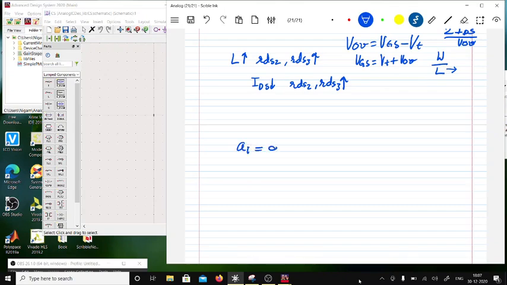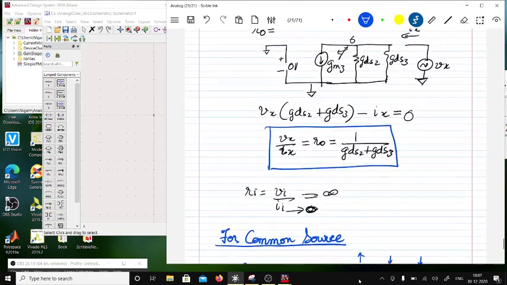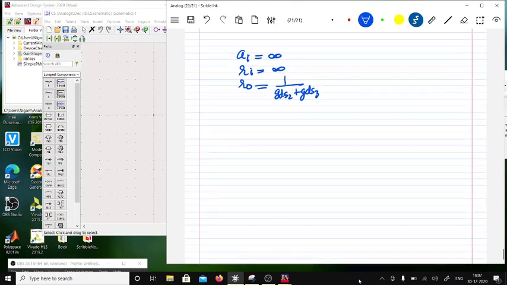AI is equal to infinity, RI is equal to infinity, and then you have RO equal to 1 over GDS2 plus GDS3. That's what we derived, right? So this is a common source amplifier. Now there are other ways of taking the RDS up. We have already discussed in case of a current mirror, and we will derive it.